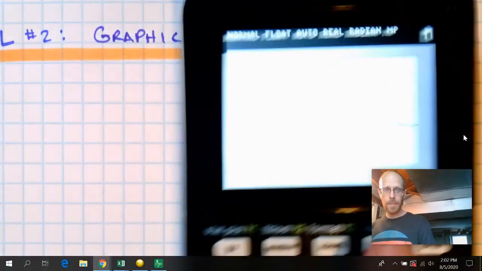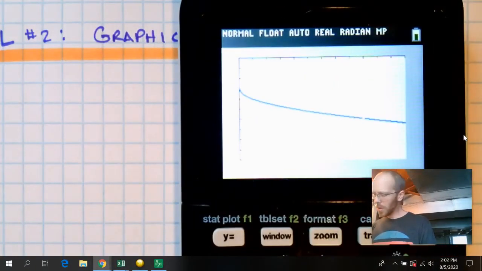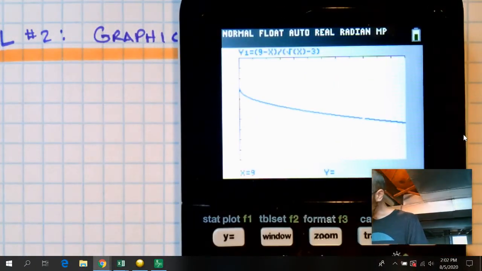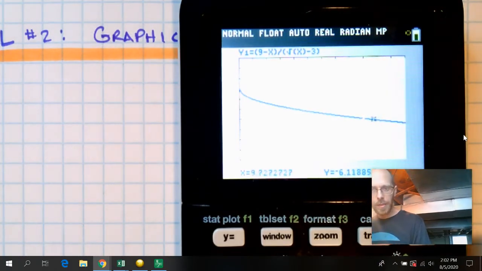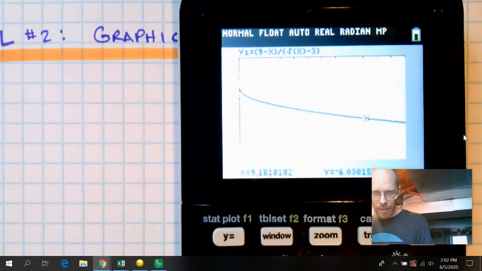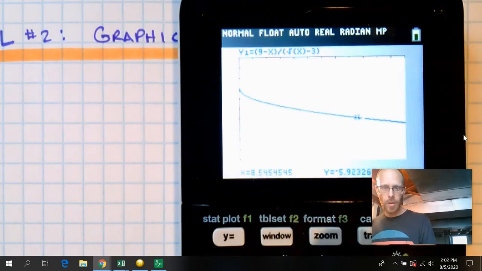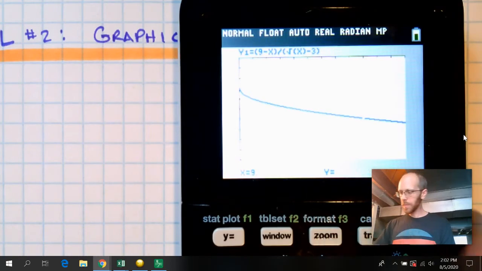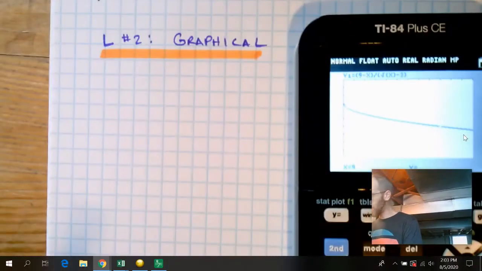Okay, and once you've hit the graph, there's a nifty little button called trace right here. You should be able to hit that trace. And then as you move around, you'll get this little Space Invader guy. You can move really close to 9 over here. It's getting close to negative 6. And you can move really close to 9 over here. It's still getting close to negative 6.